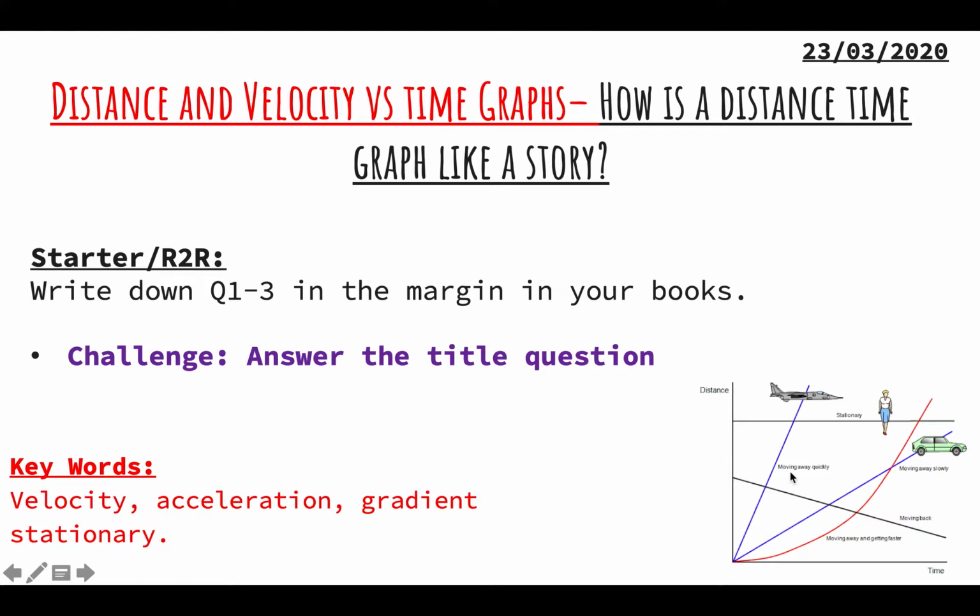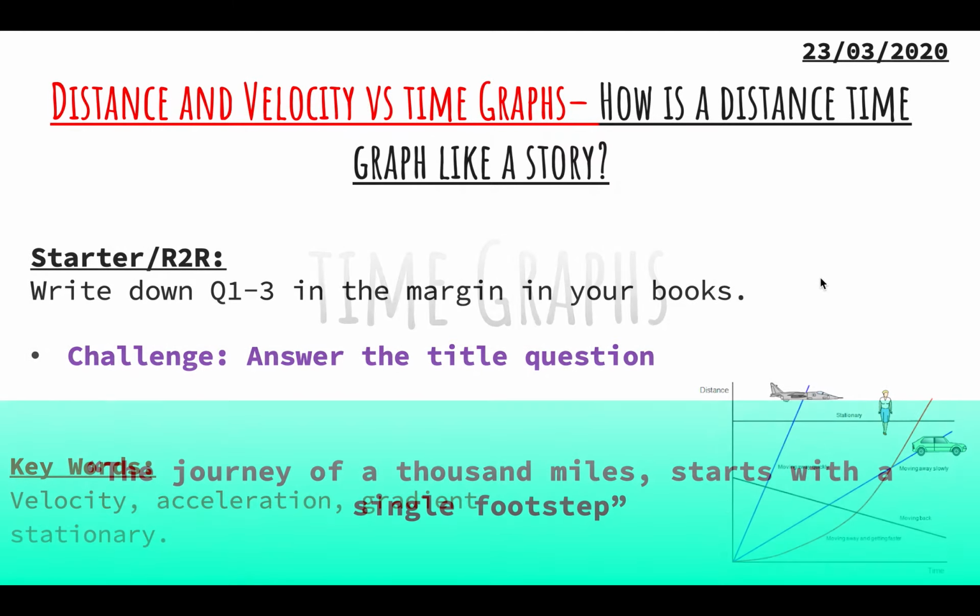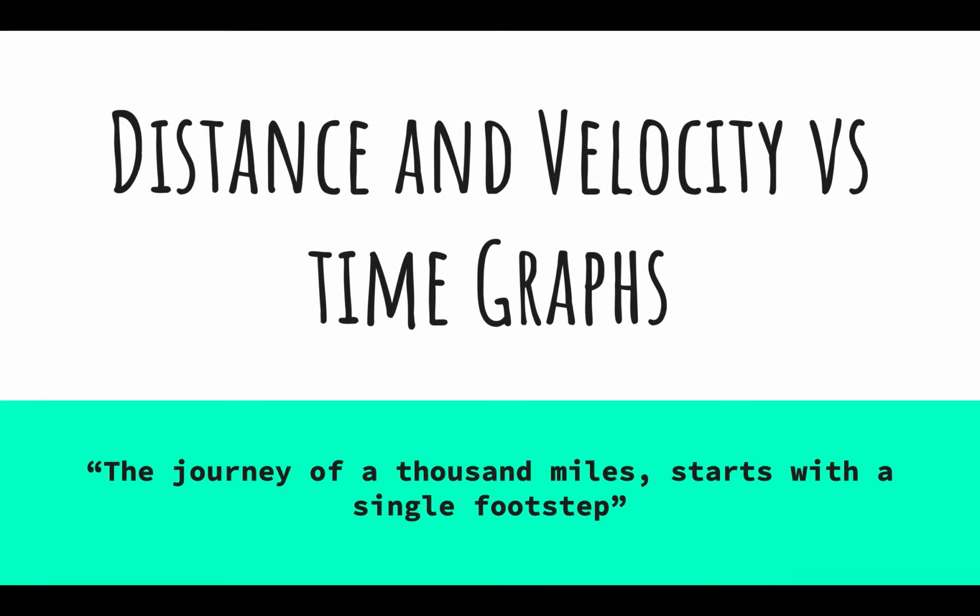And it gives us some information. So as always, we're going to start off with a couple of quick questions. Here are our key words: velocity, acceleration, gradient, and this term called stationary. The journey of 1,000 miles starts with a single footstep. And that's how we might be feeling at the moment with regards to self-isolation, but we will get there.